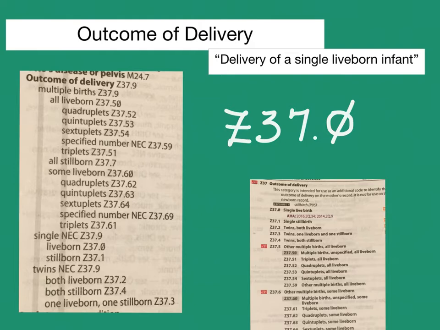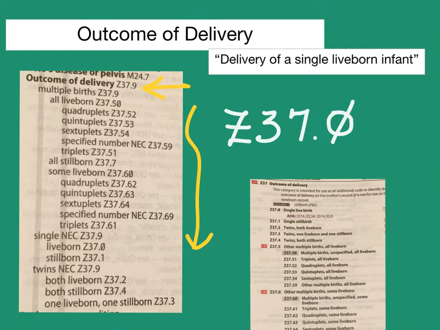Let's take a closer look at these outcome of delivery codes. So first of all, how do you find an outcome of delivery code? You begin in the alphabetic index of your CM code book under the main term, you guessed it, outcome of delivery. And then look at all of these subterms that we have available as options.